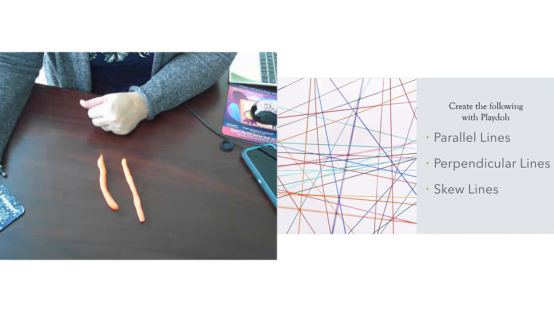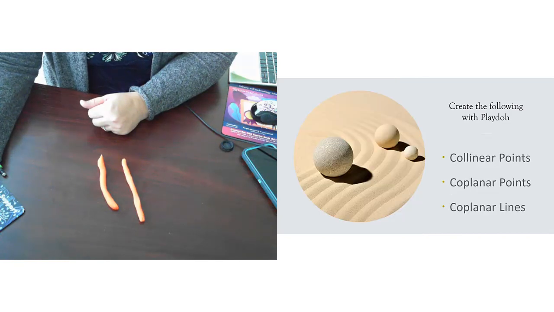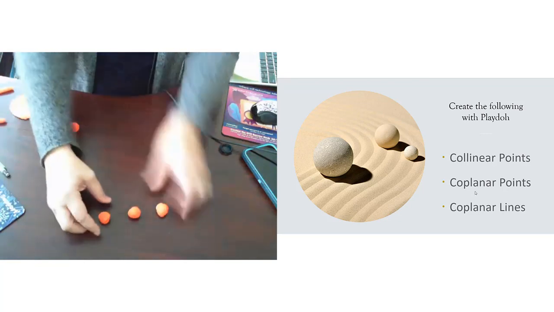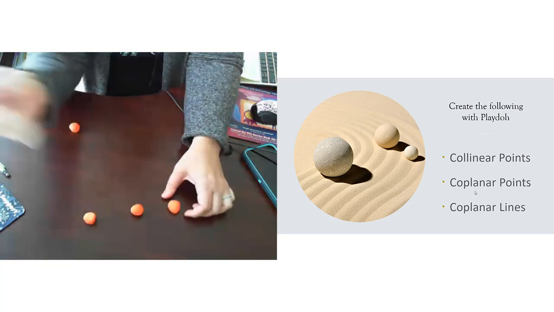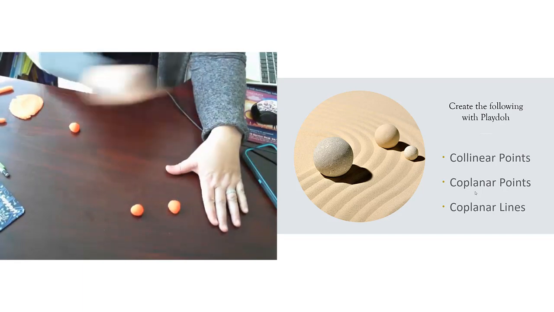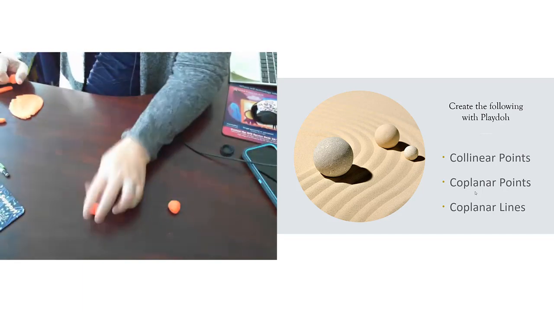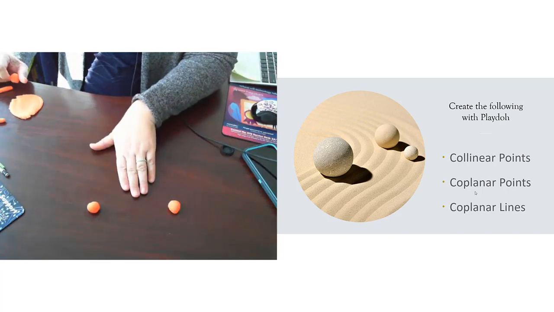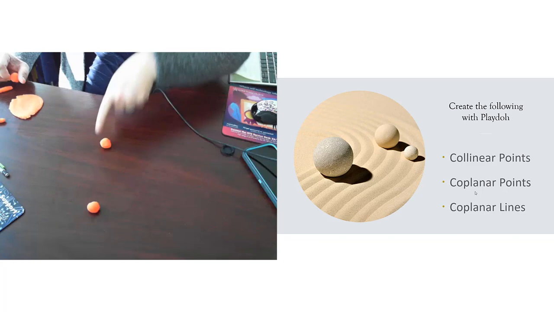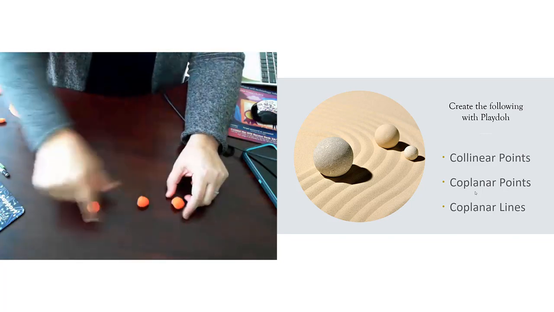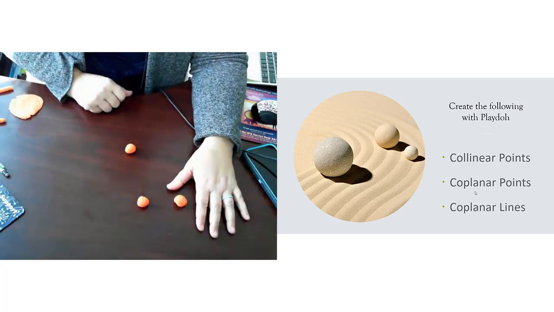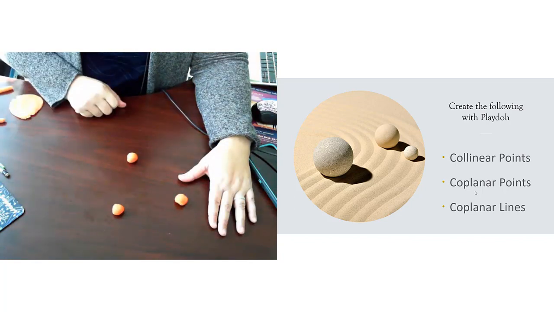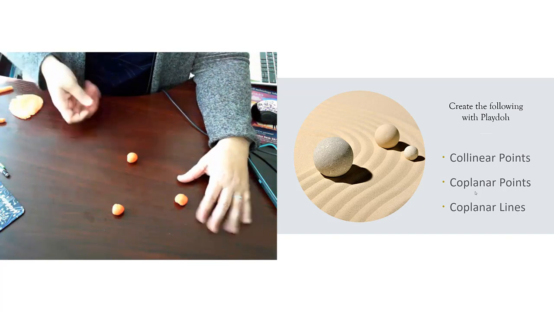Next, we have collinear points, coplanar points, and coplanar lines. So for collinear points, you have 3 points that all line up. If you have any 2 points here in space, they're always going to be collinear because you can always draw a line through them. If you have 3 points, then they might not all be collinear if they were not all in a line. So this would be non-collinear points.